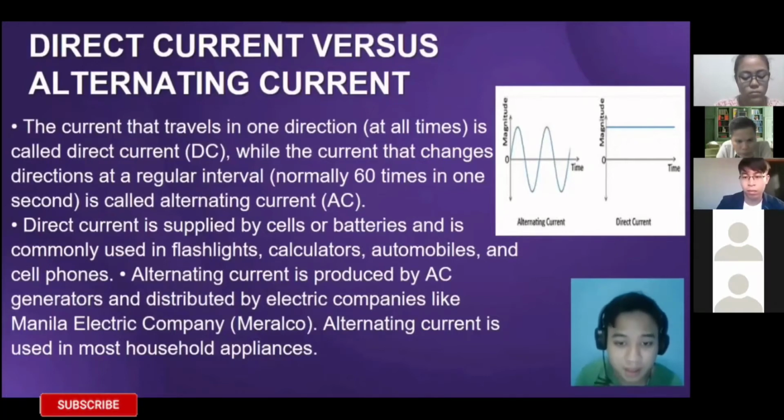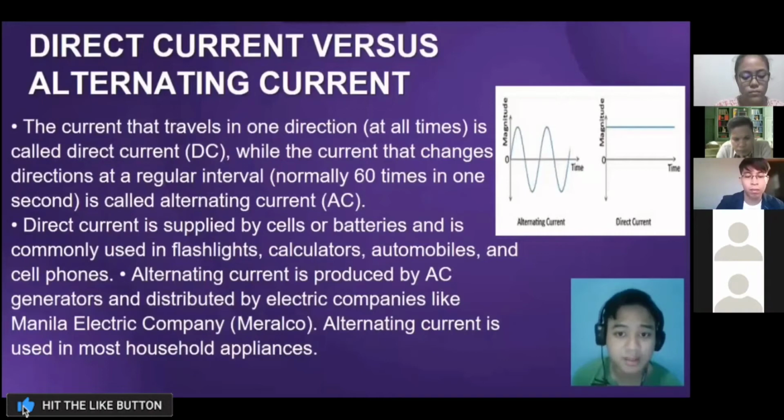When it comes to the frequency, the frequency of the alternating current is 50 Hz or 60 Hz depending upon the country, while the frequency of the direct current is 0.